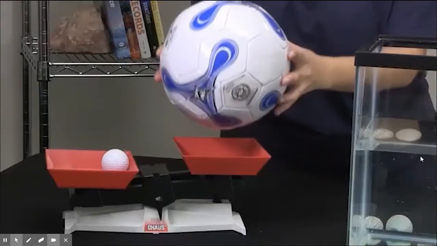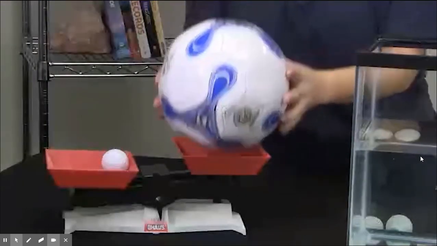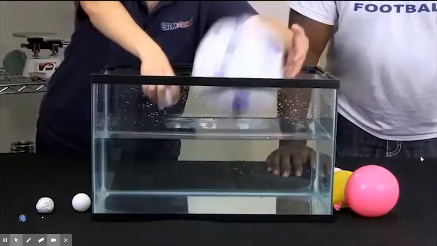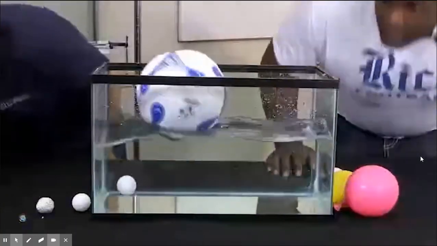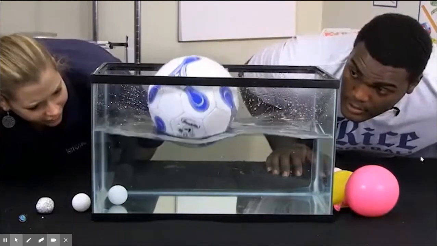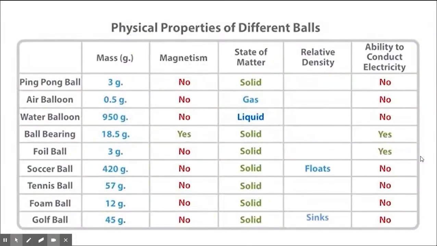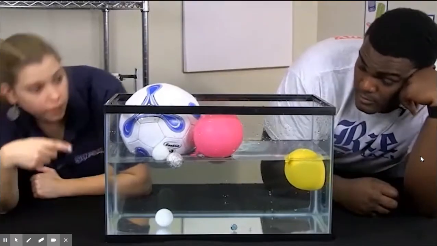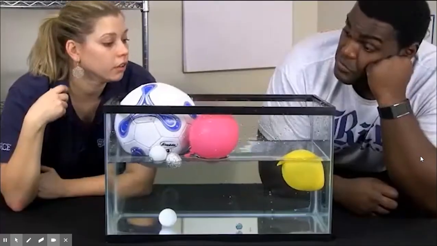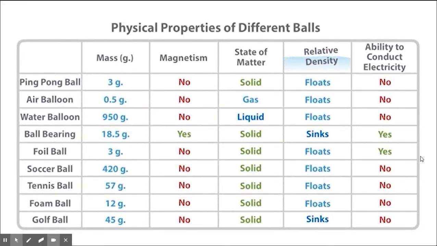And now it's time for my favorite test. Devon, do you want to help me test for relative density? Sure. My hypothesis is that the soccer ball will sink because it's the heavier of the two. Let's test it. I can't believe it. I know. Just because something is bigger and heavier doesn't mean it'll sink. Let's add that to the chart. So these are the ones that sank, and these are the ones that floated. Let's add that to the chart, too.